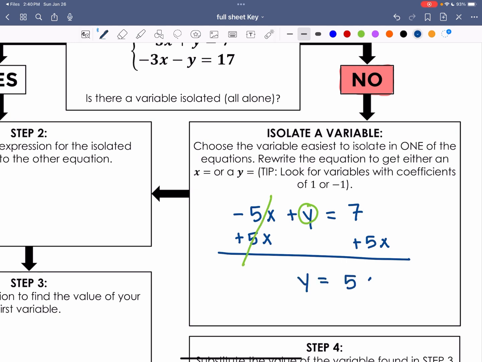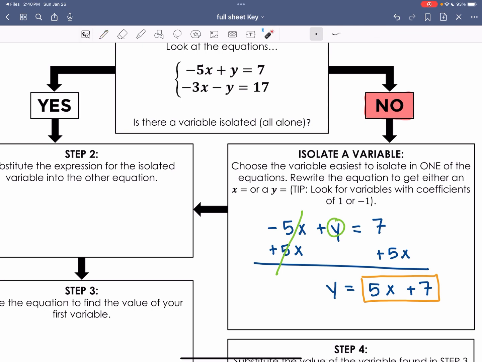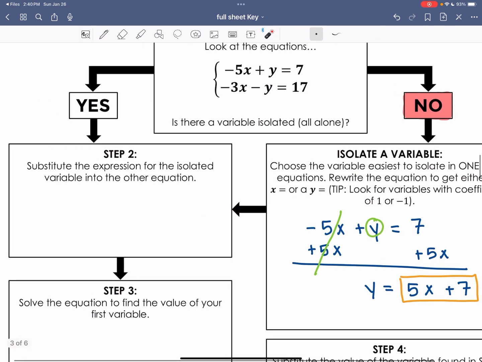This gives us y equals 5x plus the 7 that was there. And because I know what's coming, I'm already going to put a box around this because this is the expression for our isolated variable. So following our arrow to step number 2 says substitute the expression for the isolated variable into the other equation. We rewrote the top equation, so we are going to substitute it into the bottom equation.